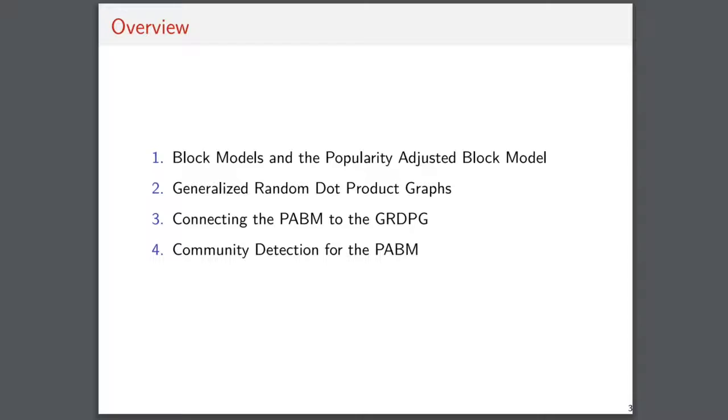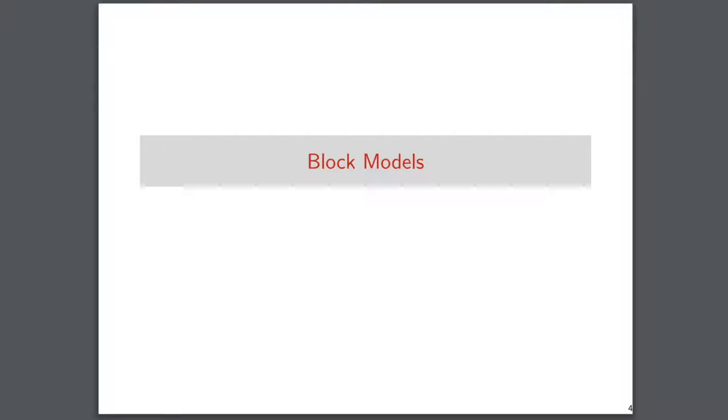So very briefly, here's an outline of my talk. Before we dive into our contributions, we first need to define the popularity adjusted block model, as well as the generalized random dot product graph. Next, we will show how the PABM is a very special case of the GRDPG. And then finally, we will discuss two community detection methods for the PABM based on this connection.